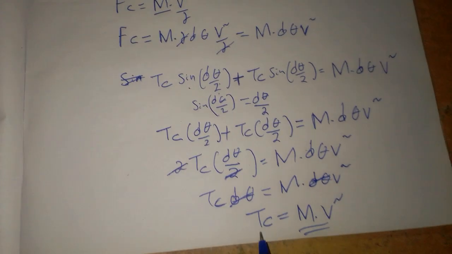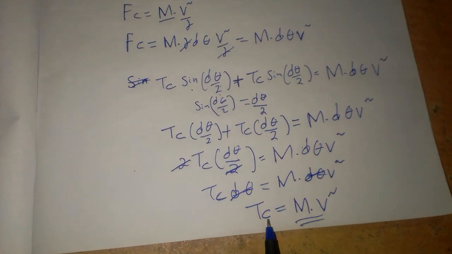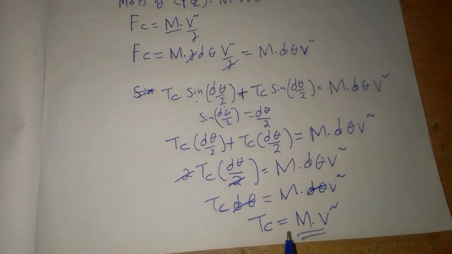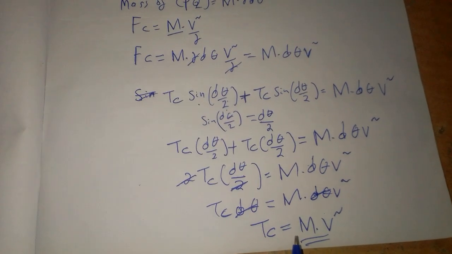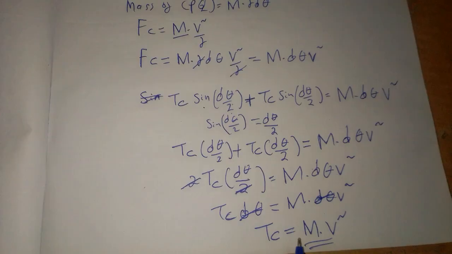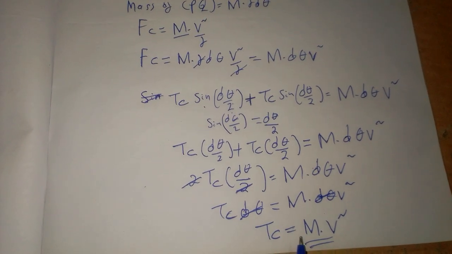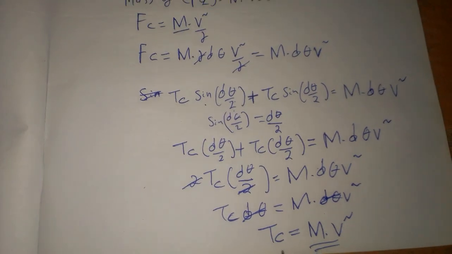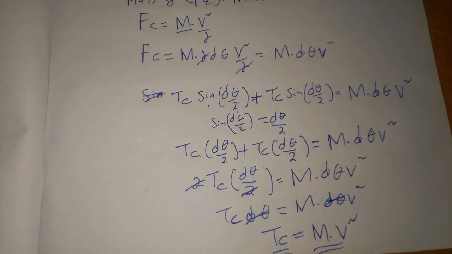Now this is the centrifugal tension in a belt drive, which increases the tension at the tight side and also the tension on the slack side. This is the centrifugal tension.